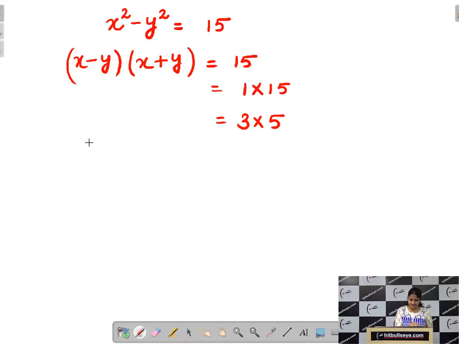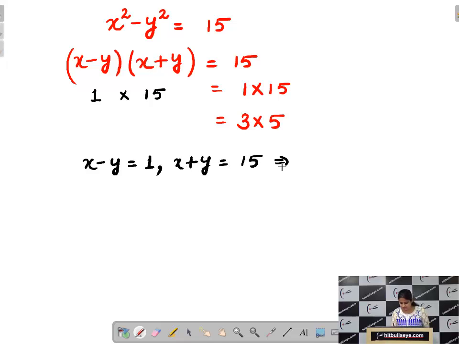So, if we take x minus y as 1 and x plus y as 15, it will give you one solution corresponding to x and y. Let us solve. Let us take x minus y as 1 and x plus y as 15. By adding two equations, y will get cancelled. We will get the value of x, which comes out to be 8. And y will be 7 in this case. That is corresponding to one solution.